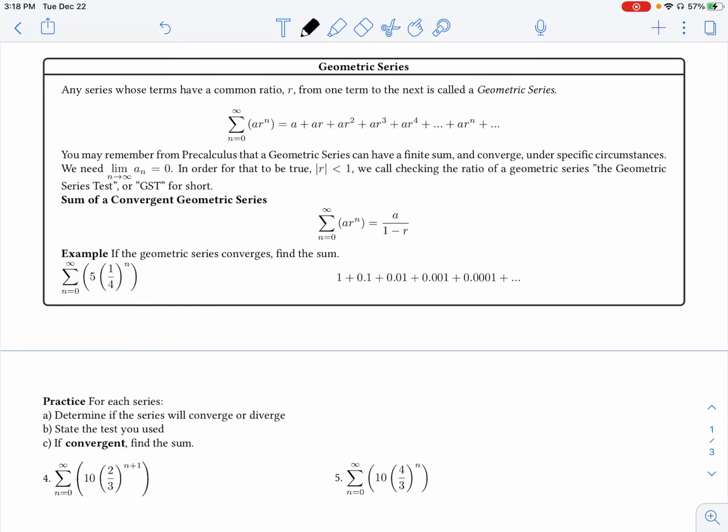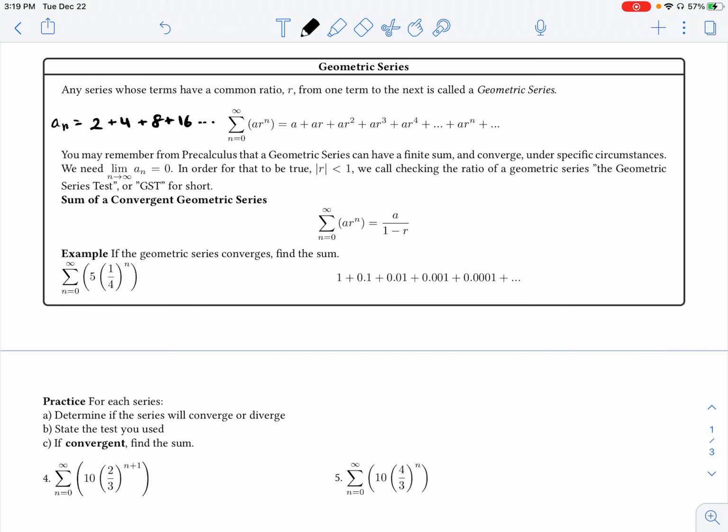A geometric series is simply a series where we have what's called a common ratio, or R. And all that means is that we are multiplying by the same number every single time to get the next number. So an example of a geometric series might be something like a sub n is equal to 2 plus 4 plus 8 plus 16, and so on, right? That would be an example of a geometric series where every single time we're multiplying by 2.